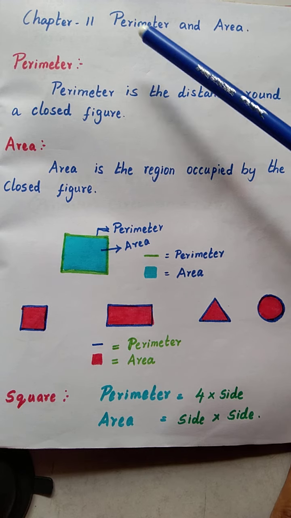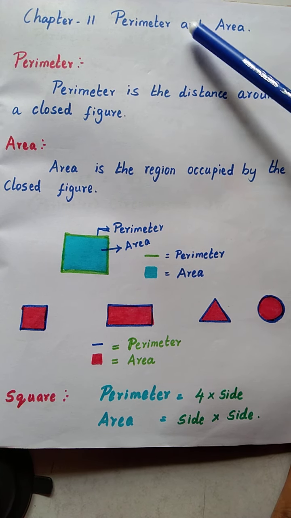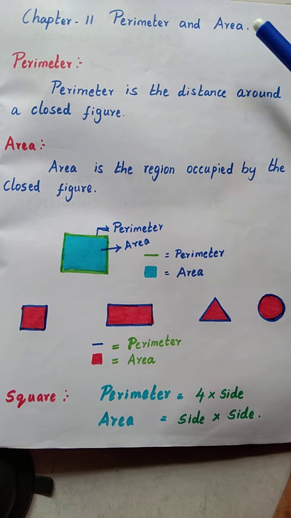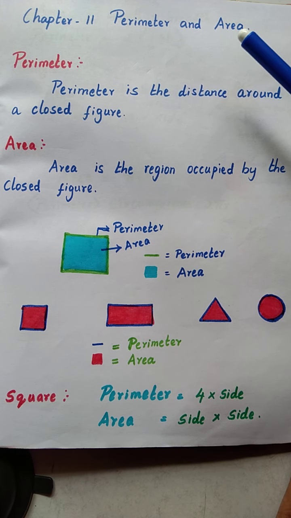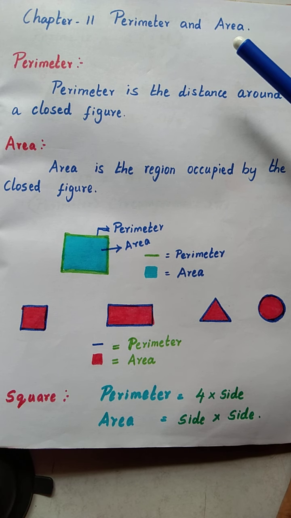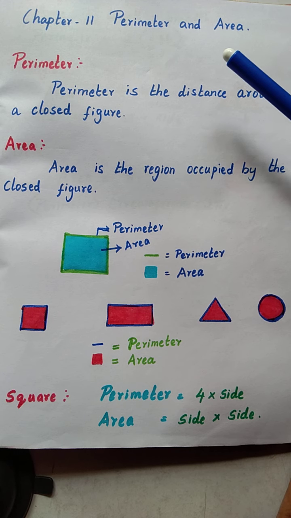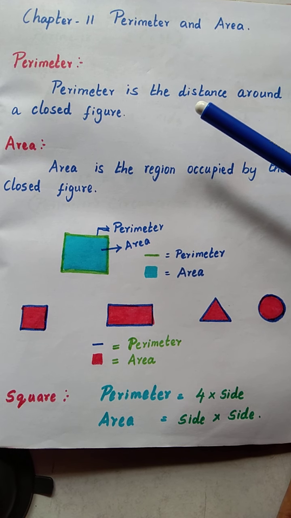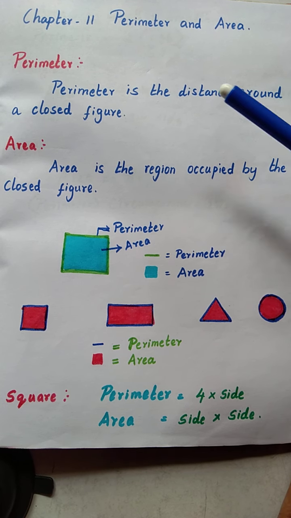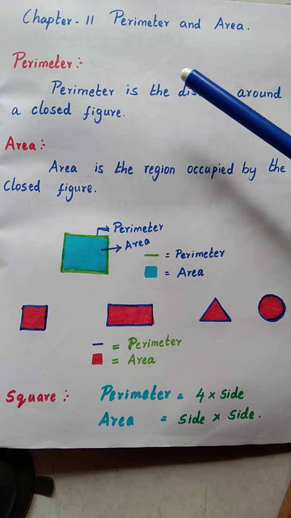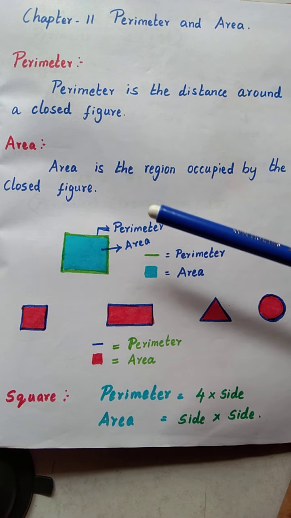Okay. Now, let me go to chapter 11, that is perimeter and area. You might have studied perimeter and area in smaller classes itself. From 4th standard onwards, you are studying perimeter, area, circle, square, all these things. So, today we are going to recall that and we are going to do sums.